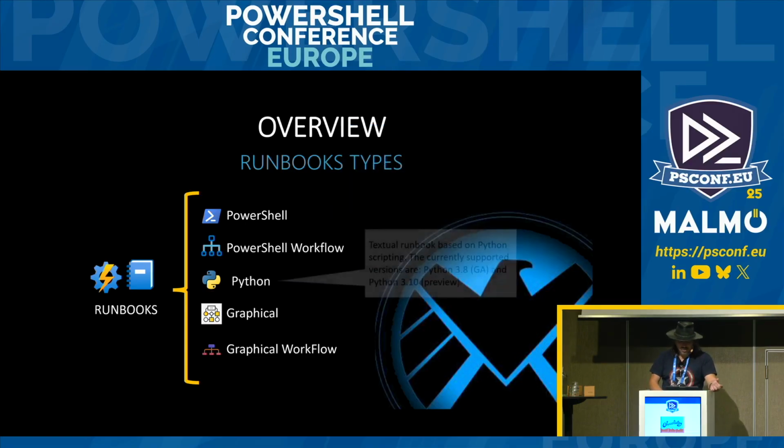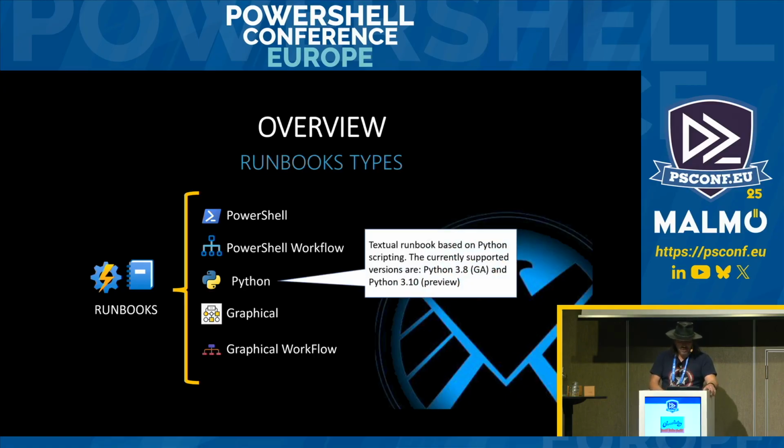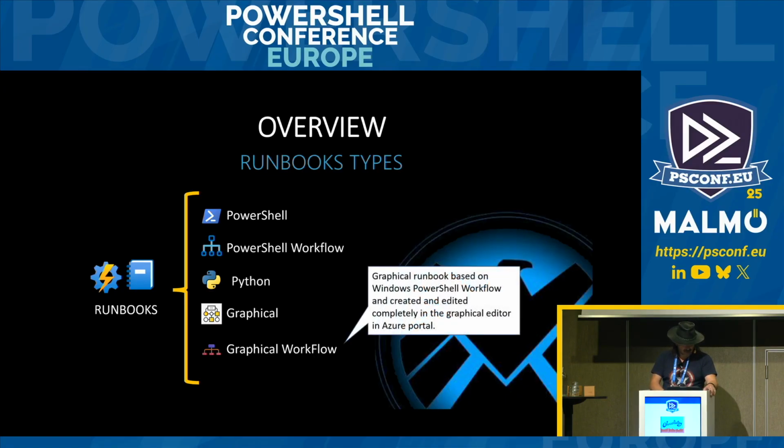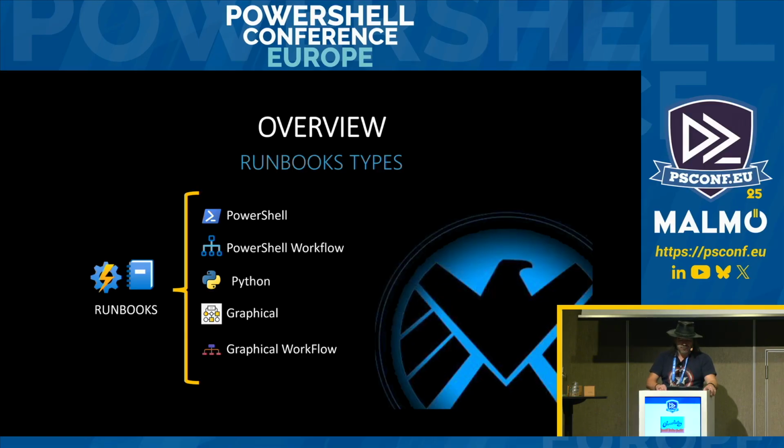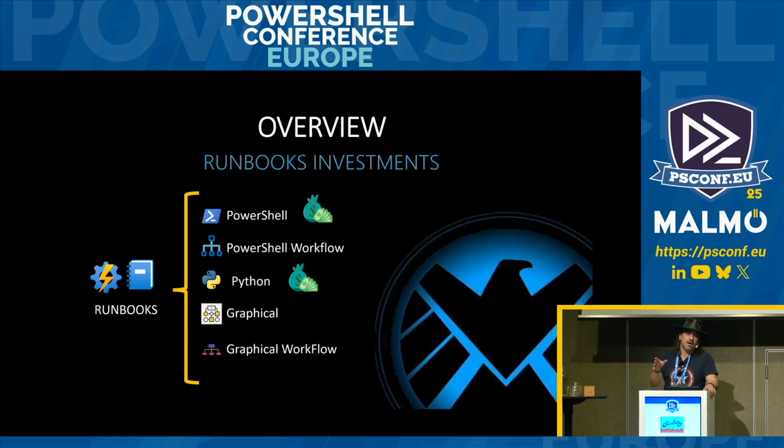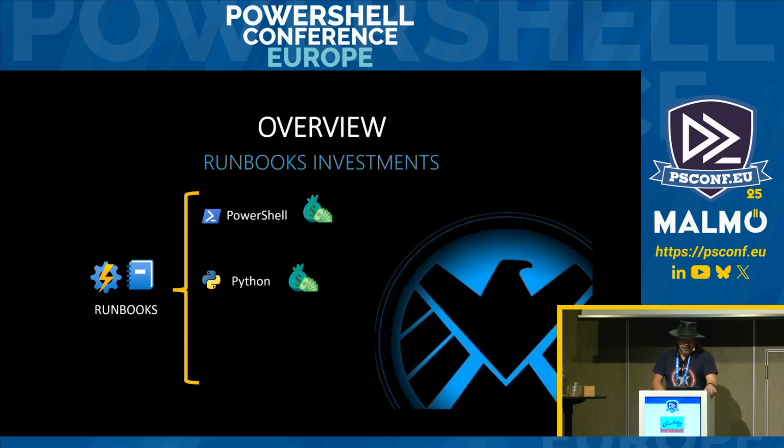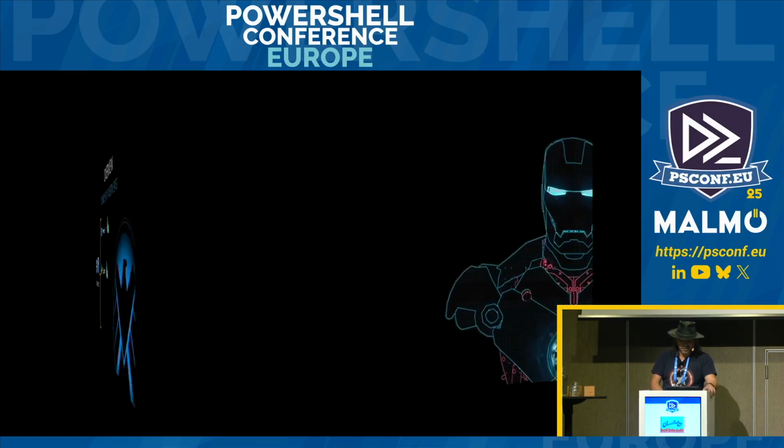So the PowerShell workflow, textual runbooks, the Python one, graphical again. Sorry, I'm speeding probably too much. Where are the investments from Microsoft on this side? Python and PowerShell. The other ones, don't use them. That's practically it. I do have clients that still use them, but basically they do the mock-up of whatever they need on that. We grab that and put it into proper PowerShell scripting, not drag and drop stuff. Runbook investments: PowerShell, Python. I wonder why Python, right?